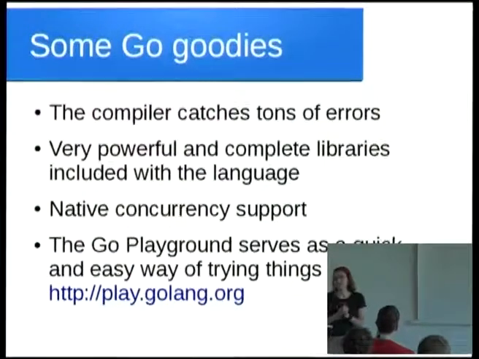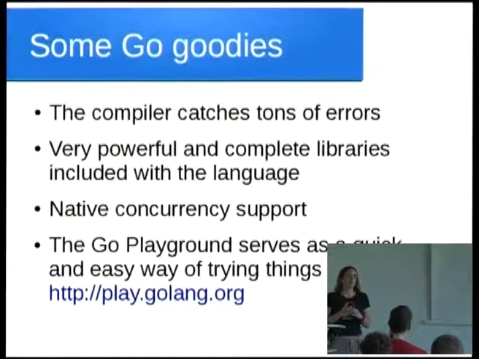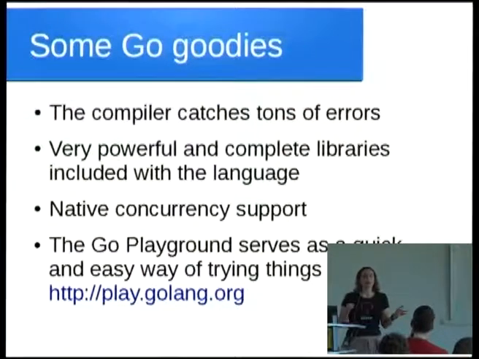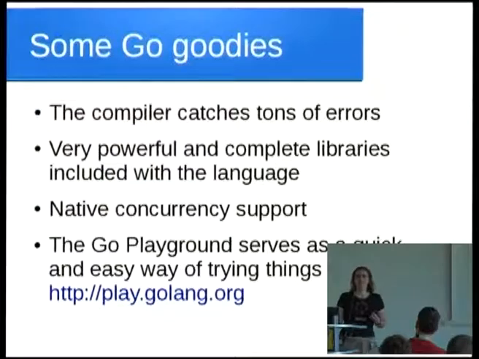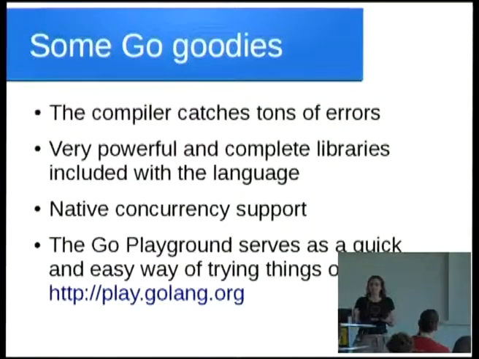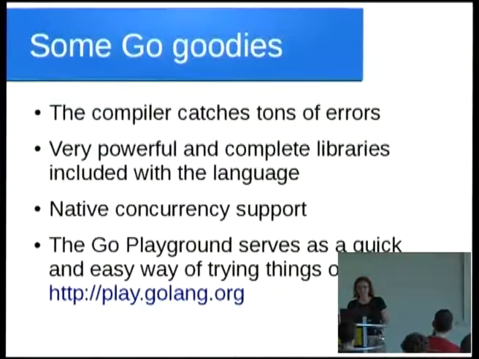Some nice things about Go. The compiler catches a lot of errors, particularly compared to interpreted languages, but also compared to the C compiler. If you declare a variable and don't use it, the compiler tells you, hey, you declared a variable and you didn't use it. Maybe there's something wrong there, and things like that. Usually, the compiler is right when it catches errors.